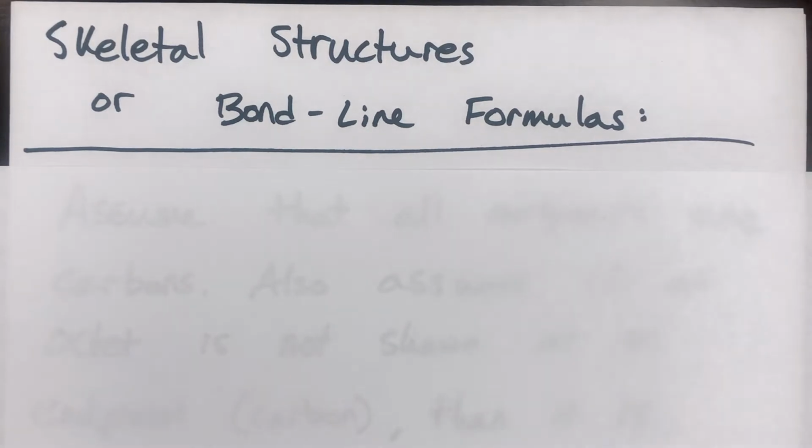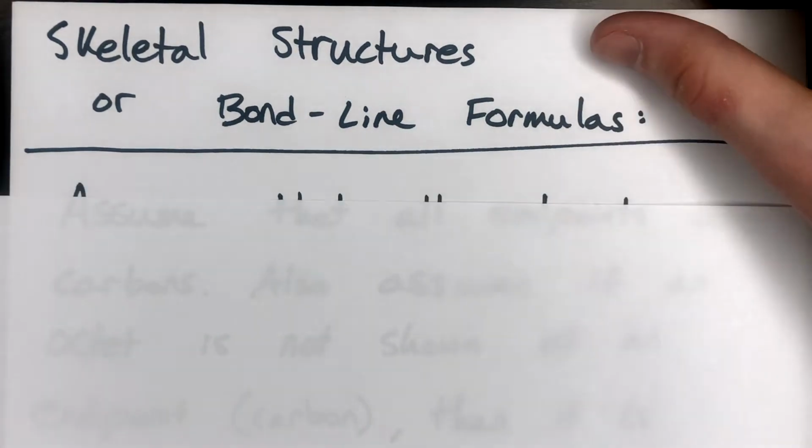All right, the next representation to talk about is the skeletal structures, sometimes called the bond line formulas. I've seen both in different textbooks. This is by far the most common. And the reason it's the most common is because there's a series of assumptions that are made that allow you to abbreviate the structure. So first, let's talk about the assumptions.